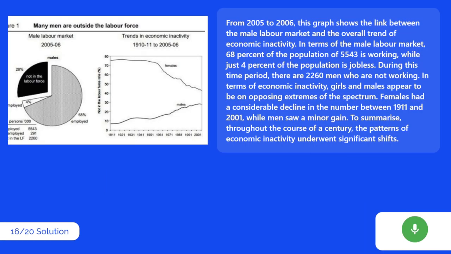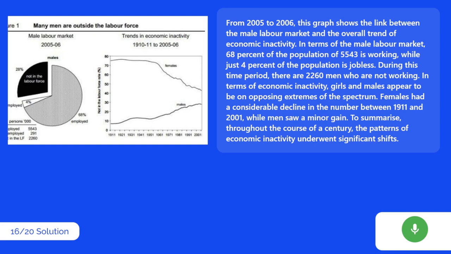From 2005 to 2006, this graph shows the link between the male labor market and the overall trend of economic inactivity. In terms of the male labor market, 68% of the population of 5,543 is working, while just 4% of the population is jobless. During this time period, there are 2,260 men who are not working.